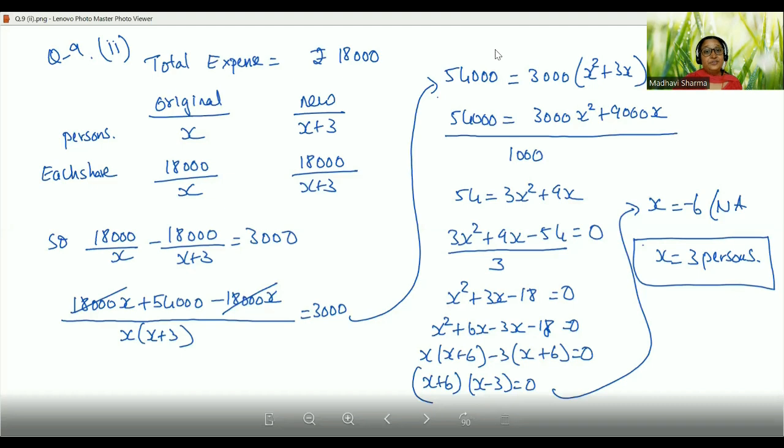The total expense, children, is 18,000. This is how I do it again, the original and the new. Original persons are x. The new persons will be x plus 3 because 3 more are added. Original each share is 18,000 upon x because 18,000 is the total expense. The new each share will be 18,000 upon x plus 3. Definitely this will be less. So more minus less is 3,000. So easy. Let's go ahead.